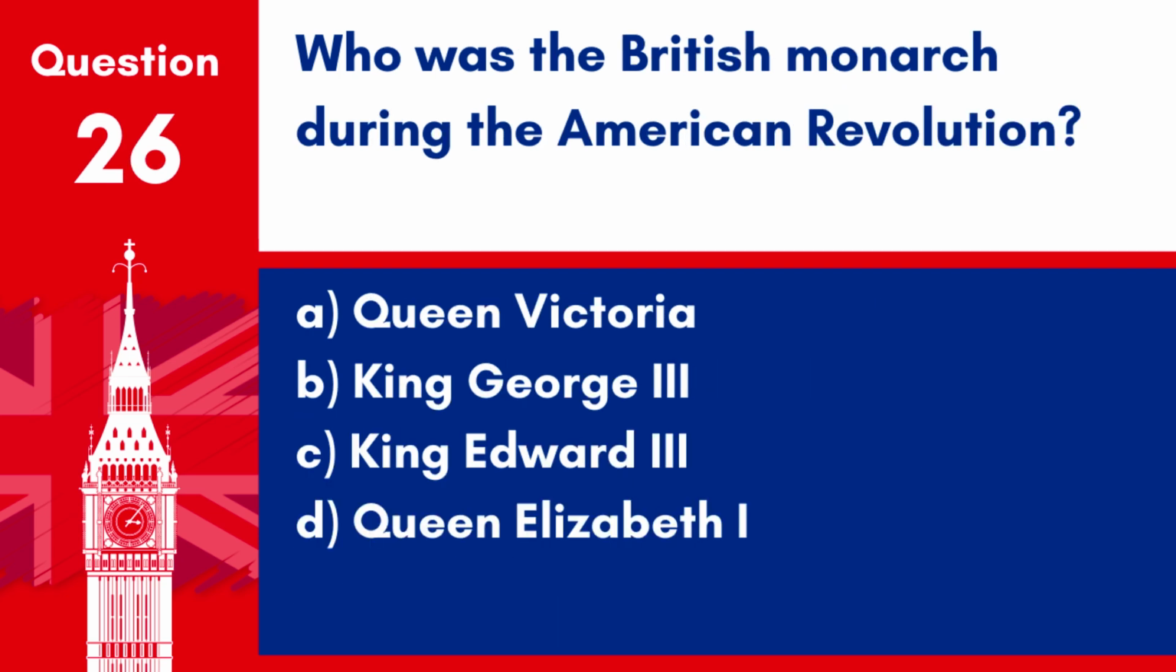Question 26. Who was the British monarch during the American Revolution? A. Queen Victoria. B. King George III. C. King Edward III. D. Queen Elizabeth I. Answer: B. King George III. King George III was the monarch during the American Revolution, a period of intense conflict leading to the independence of the 13 colonies in America.